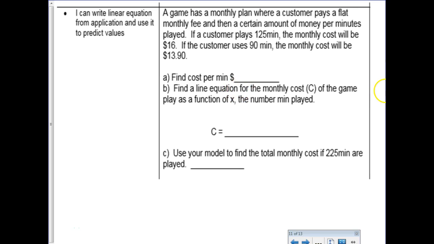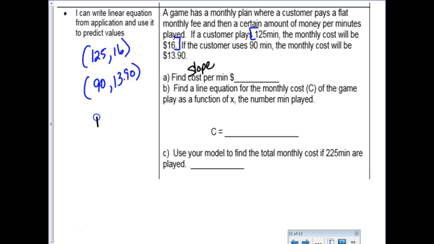So we're looking at the creating equations section where it's really the same thing as the creating equations with 2 points, except it's a story problem. So here we have a game with a monthly plan where the customer pays a flat fee, monthly fee, and then so much per minute. So this particular customer, 125 minutes for $16, so that's the ordered pair 125, 16. And then similarly, 90 minutes for $13.90. So using those 2 ordered pairs, where x is our number of minutes and y is our total charge, find the cost per minute. So this is a really fancy way of saying find slope.